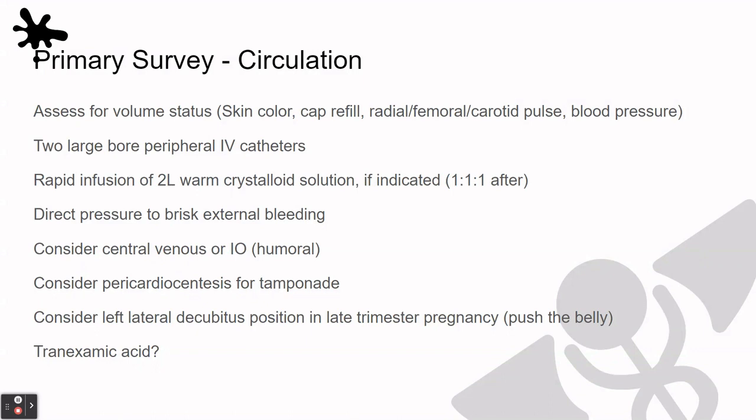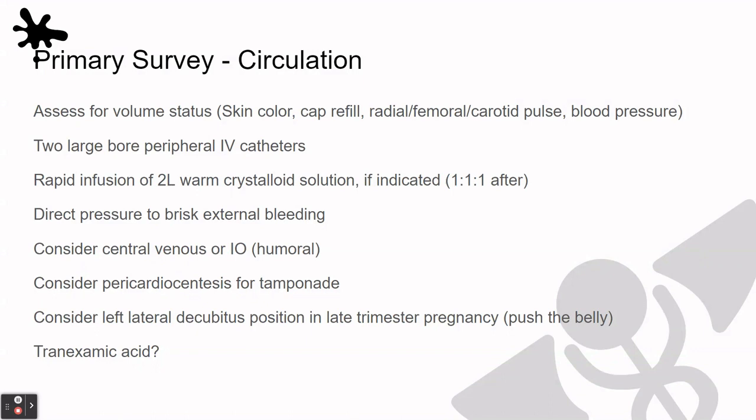So, you're assessing for volume status. You look at their skin color, the cap refill, checking pulses, what's their blood pressure. Get access with two large bore peripheral IV catheters. So typically we grab 18s if it's something that you might be considering massive transfusion protocol. If you grab a 16, or even a 14, you can actually transfuse through that faster than you can through a Cordis. Throw in 2 liters of warm crystalloid solution, and if indicated, you can go to blood after that, 1 to 1 to 1.